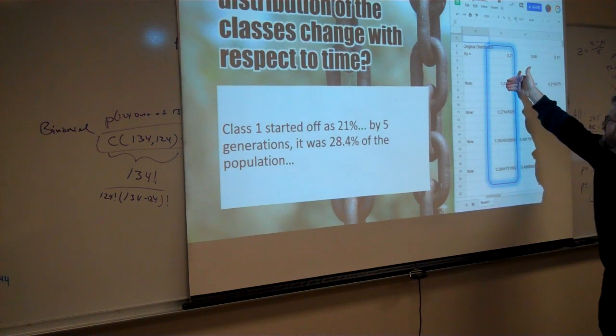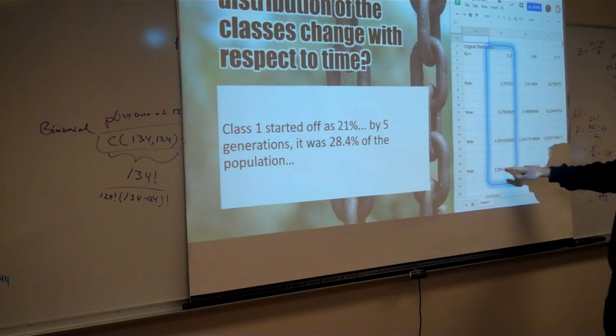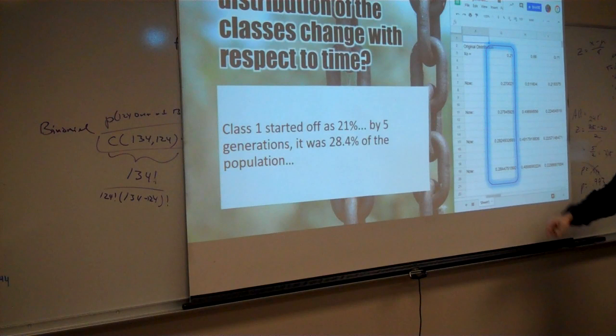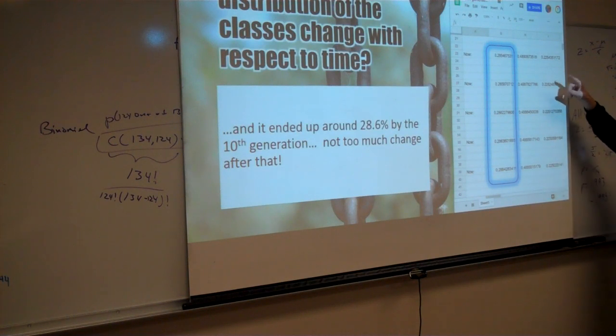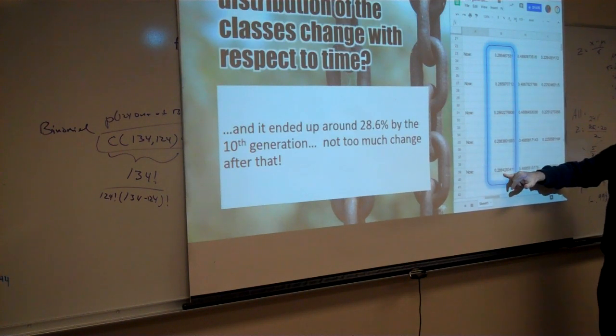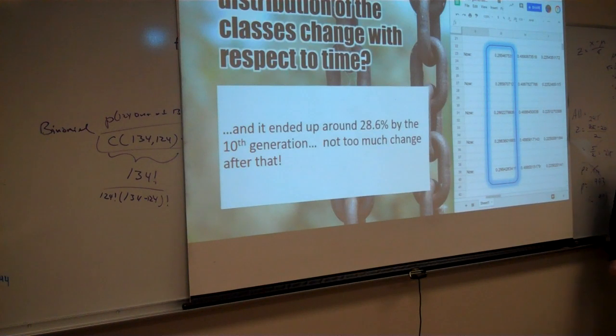And then there's the grandchildren, the next generation. By the 5th generation, it was 28%. It's growing. 28% of the population is now in class 1. And in fact, if I just keep scrolling down, here we go. This is the 10th generation. We get 28.6% of the population in group 1.